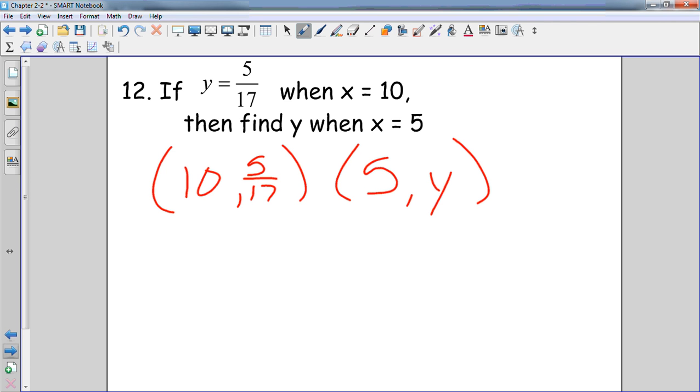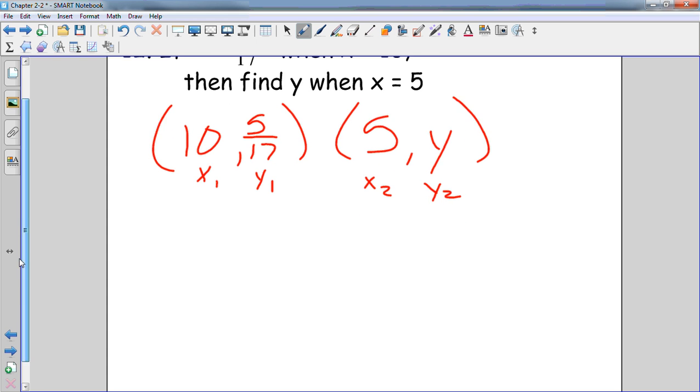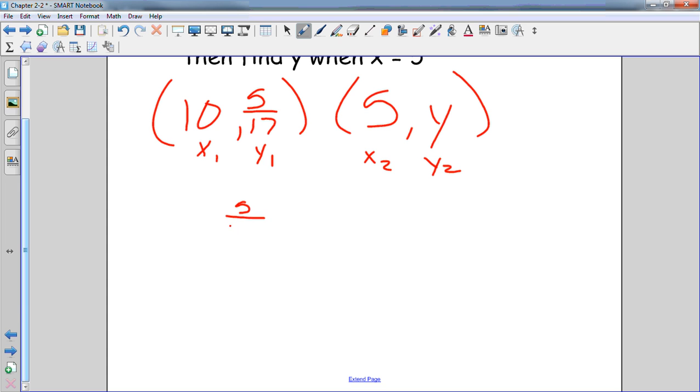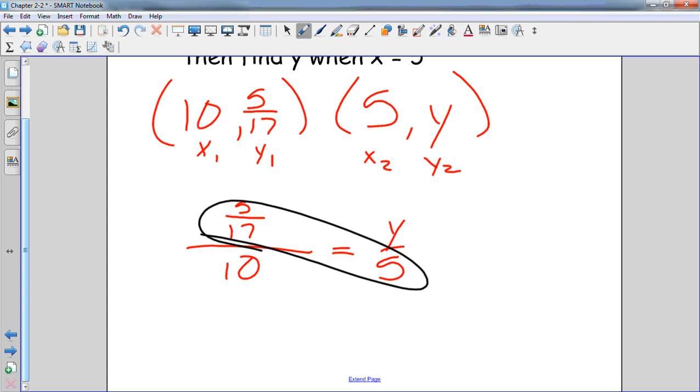Okay, so set up your proportion. This is going to be my x1, y1, my x2, y2. I have 5/17 over 10, equals y over 5. I have a fraction over a fraction, I don't want that, but I'm going to do it. Now, you can solve this two ways. One, I can get rid of the fraction over a fraction, or just cross multiply, and it'll end up getting rid of itself. Okay, so cross multiply here if you want, or you can get rid of the fraction over fraction by multiplying by the reciprocal.